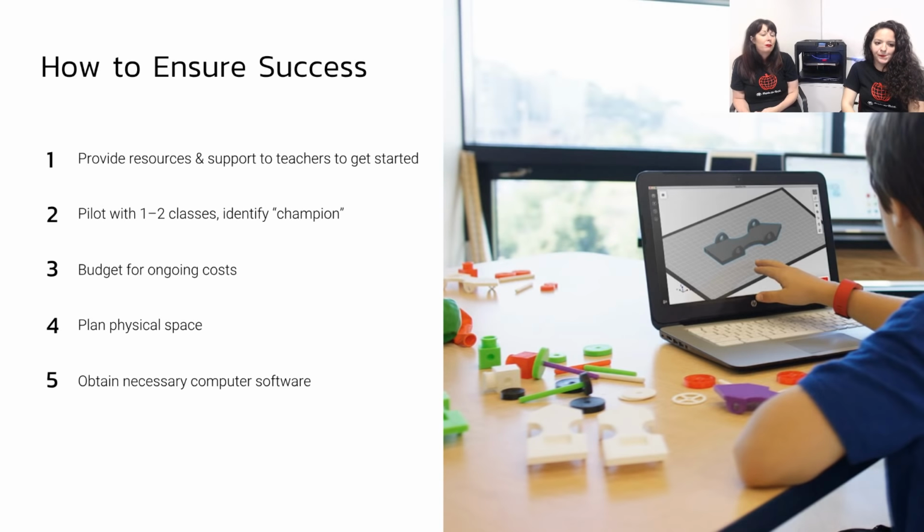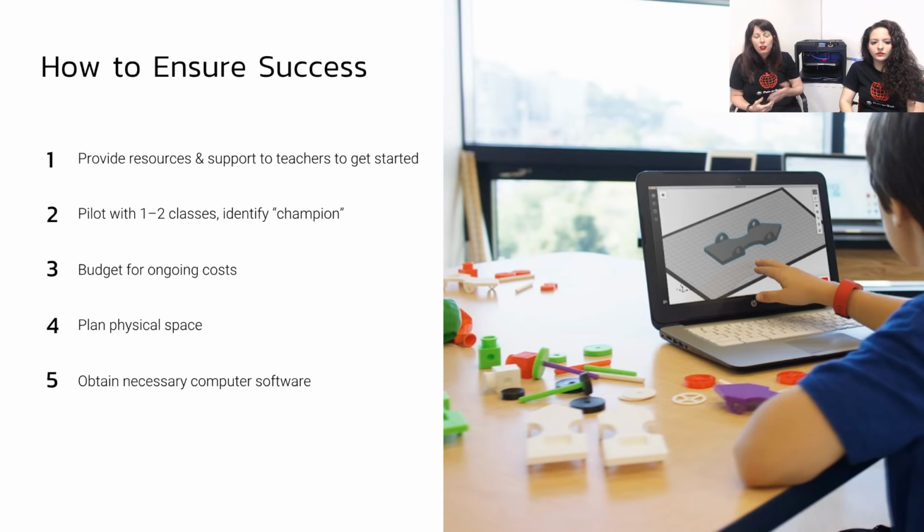Then the second step, we see this a lot. Pilot with either one or two classrooms, and if you're just using your own classroom, identify a champion. There's always this one student in your class that really picks up on the technology or is really enthusiastic, and you can assign that student as a 3D printing leader or a STEM leader in your classroom and have them be the champion for the rest of the class.